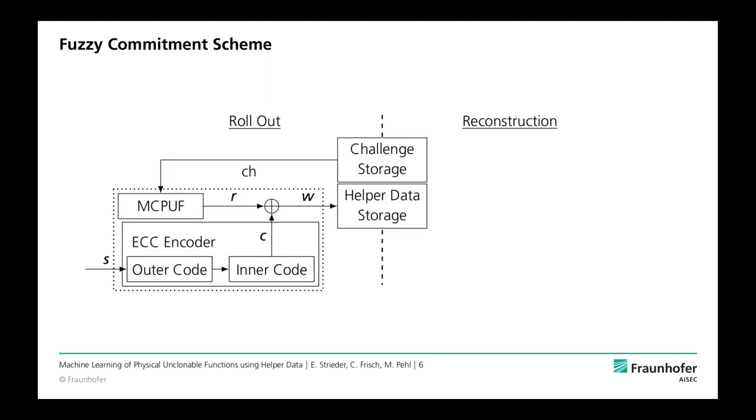The fuzzy commitment scheme has two phases. The rollout phase is performed once in a secure environment. The second phase, the reconstruction phase, is performed in the field. In the left bottom corner, we see the secret S, which is fed through the error correction encoder. The error correction codes add redundancy to the secret. The resulting code words C are then masked by the multi-challenge PUF. We consider the resulting helper data as well as the challenge storage as publicly accessible. To achieve a reasonable trade-off between code rate and implementation costs, error correction codes are often split into an outer and an inner code.